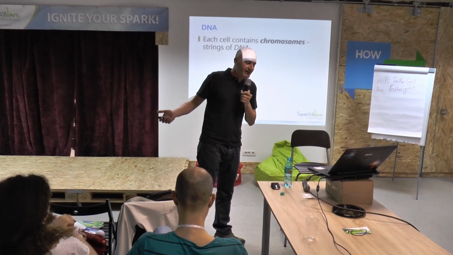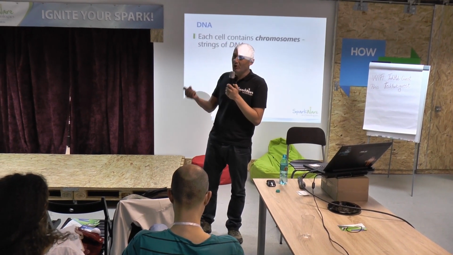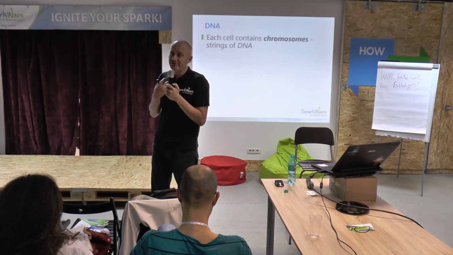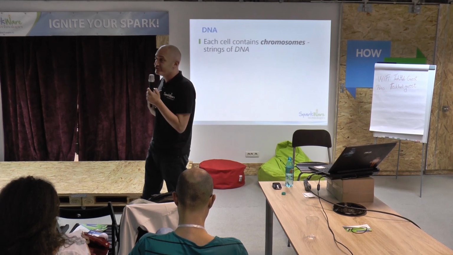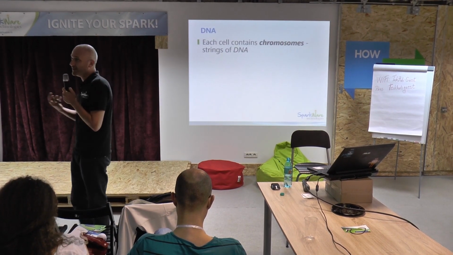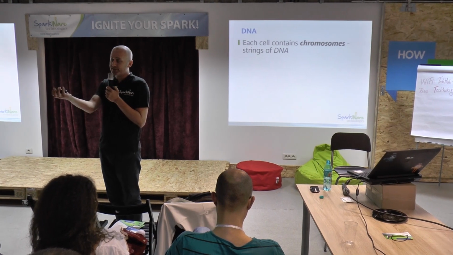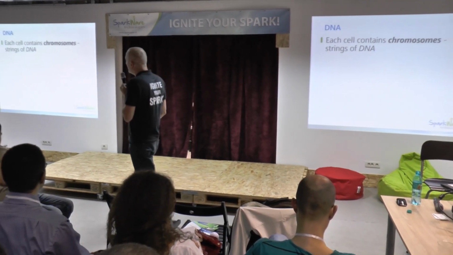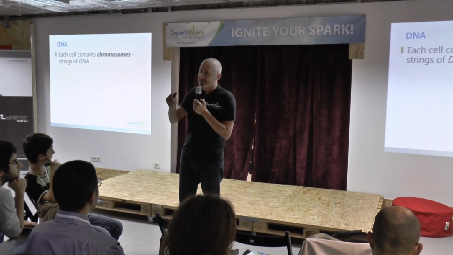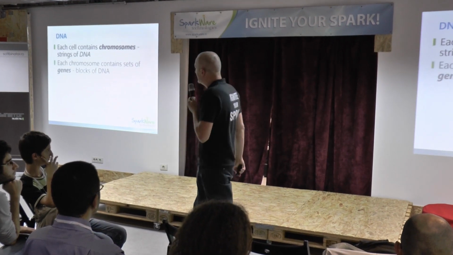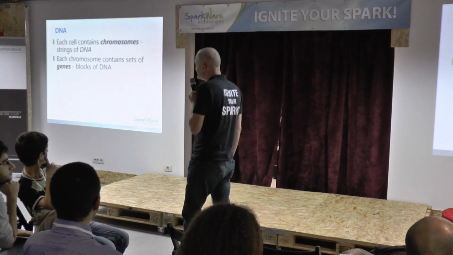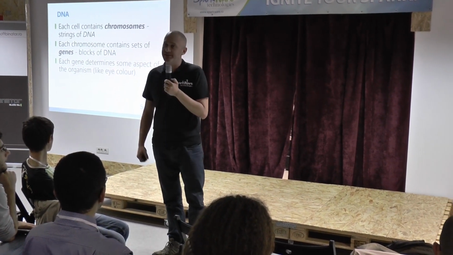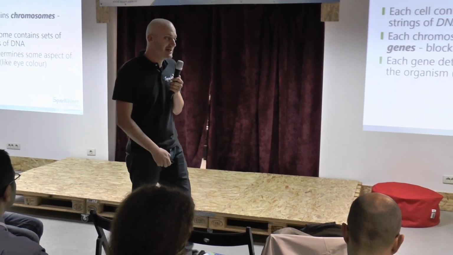So if we start with DNA, each cell basically has a copy of our DNA. So we're not just one computer. We actually have trillions of computers inside us. We have trillions of cells, and each cell has the computer, the hardware, the actual cell, and the software, which is the DNA. Each cell contains chromosomes, which are strings of DNA, strings of letters that do something. Each chromosome contains sets of genes, blocks of DNA, and each gene determines some aspect of the organism. For example, blue eyes, brown eyes, etc.